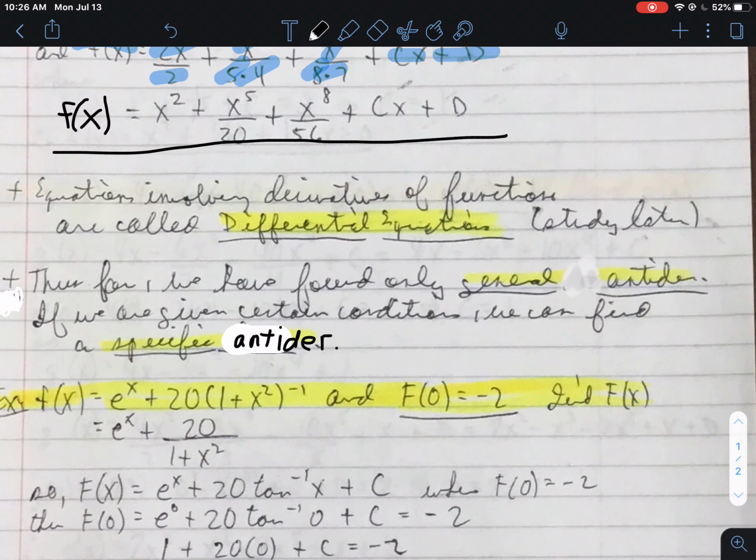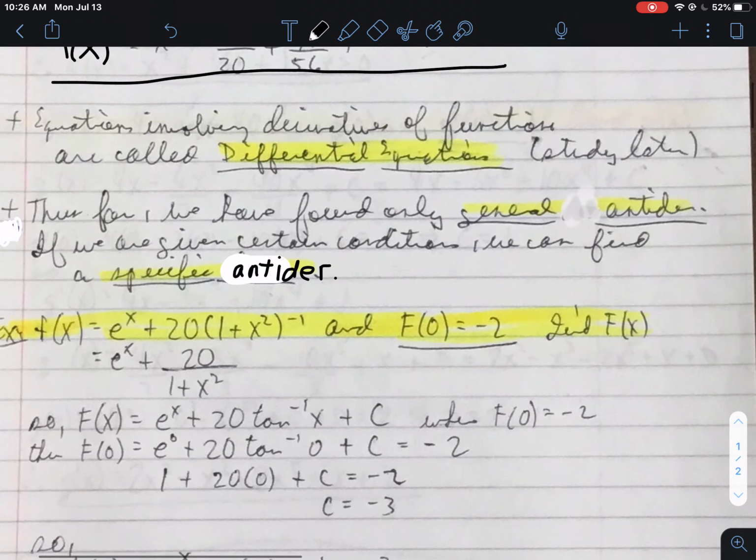Anyway, continuing. Thus far, we found just those general antiderivatives. Now, what I mentioned to you earlier was that if we are given certain conditions with respect to our function, then we may be able to find a specific antiderivative. In other words, I should be able to give you enough information to where I can find the C value and determine what that arbitrary constant is. It's a specific value for a given situation, and then we can give you the specific antiderivative.